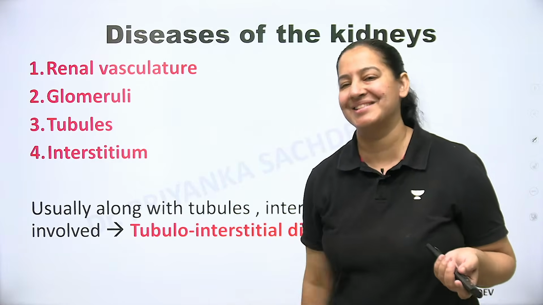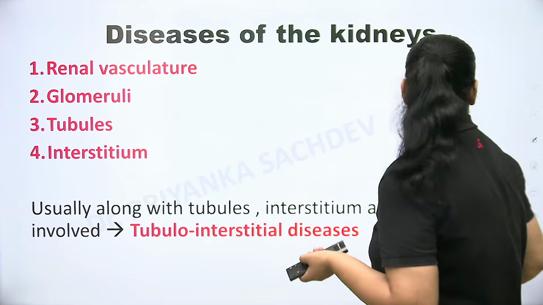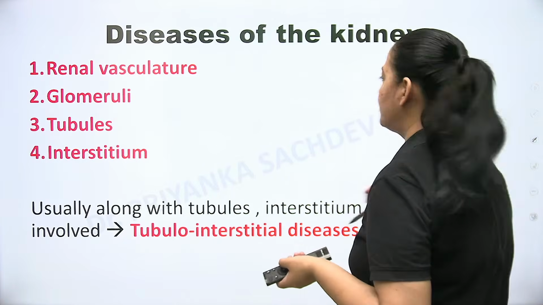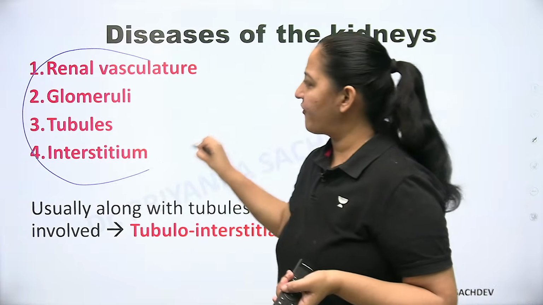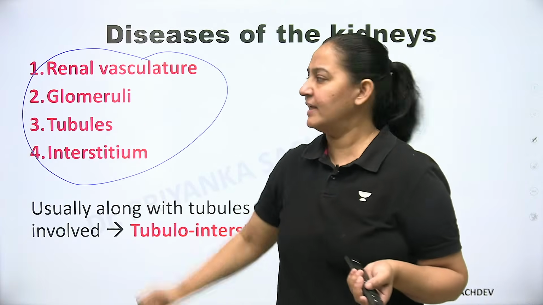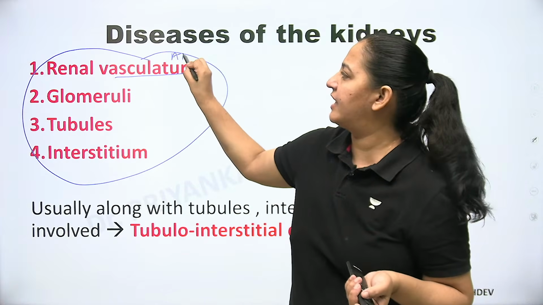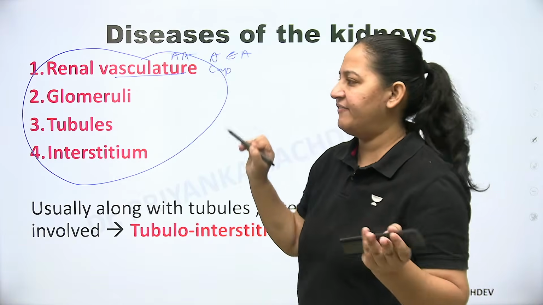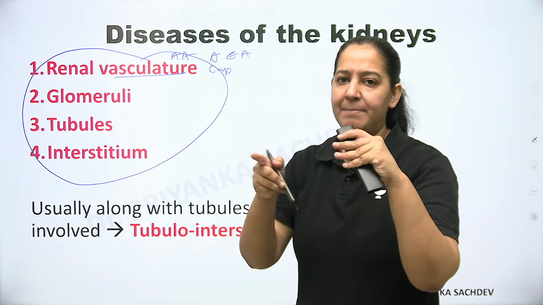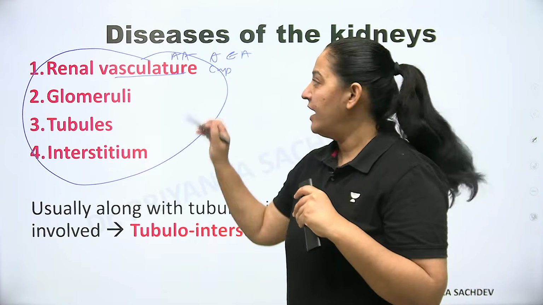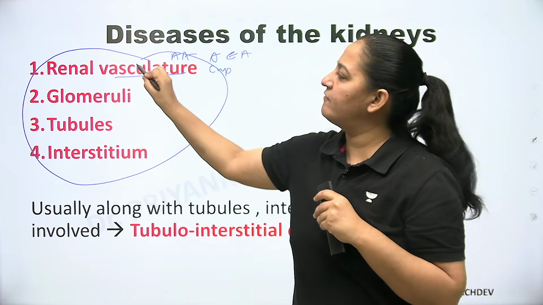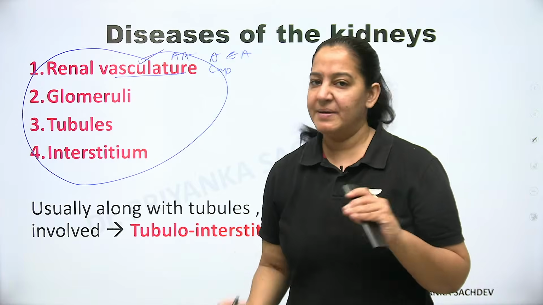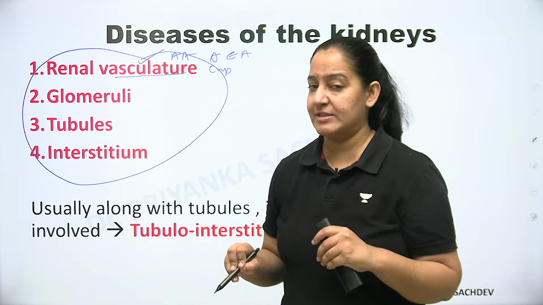Now coming to the diseases of the kidney. As I have told you, we can divide the diseases of the kidney into 4 portions. In the nephron, which portion is involved? First the afferent arteriole is coming, forming multiple capillaries and exiting as the efferent arteriole. If the arterioles and capillaries are involved, it is known as vasculature disease. But currently I am not teaching you vasculature disease.